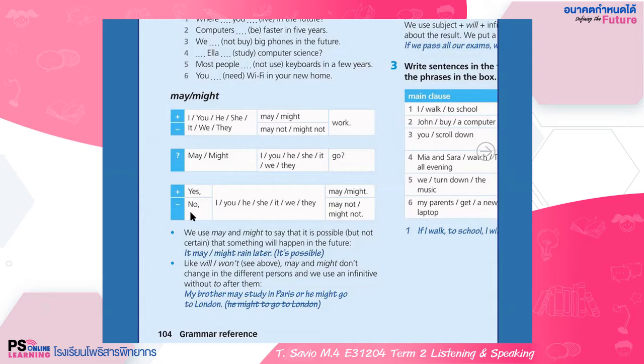And in the negative form, when we are answering no. No, I may not. So we have to add not at the end to make the sentence negative. No, I may not. Or no, I might not. No, you may not. No, you might not.